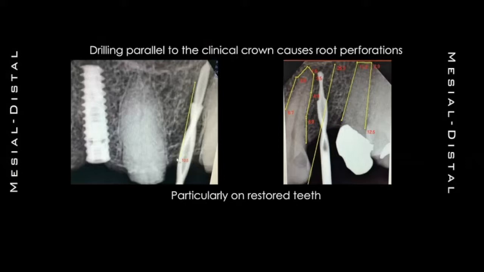We have a drilling parallel to the clinical crown that could cause a root perforation. So we think that we have the best prosthetic position in here, and all of a sudden we don't. We are approximating the apical part of a root. And that's why on your drilling sequence and your drilling protocols, which is something that we reviewed last time, we mentioned, and we're going to teach you, not to drill to full length.